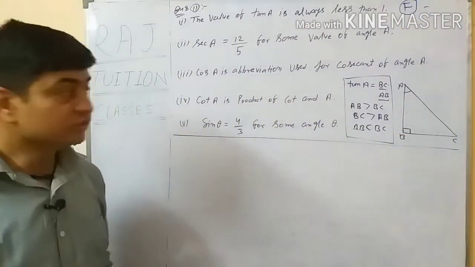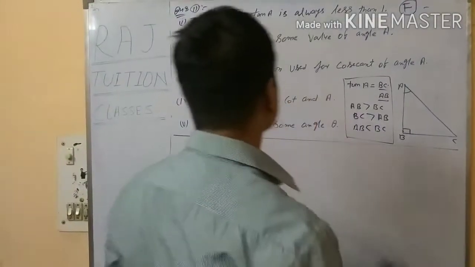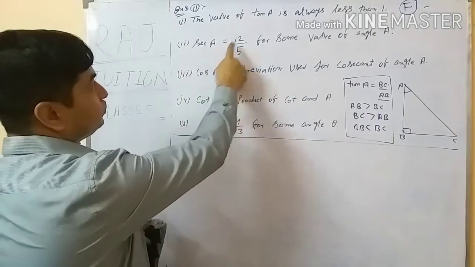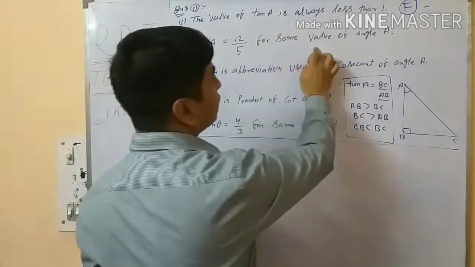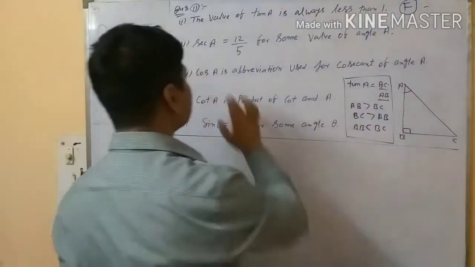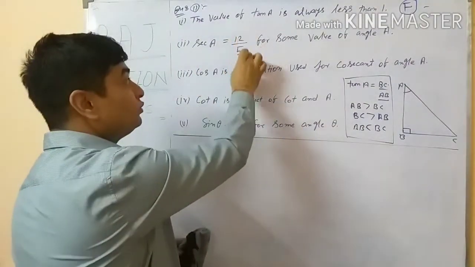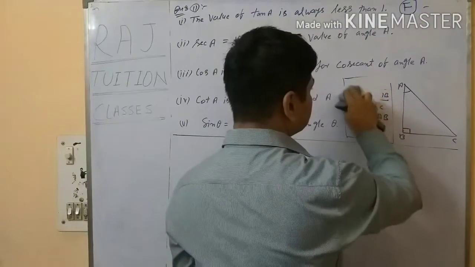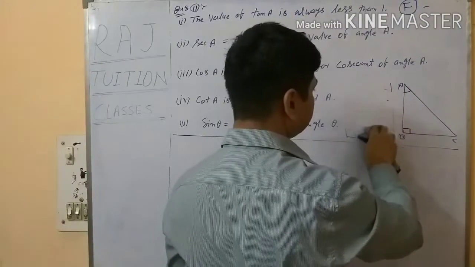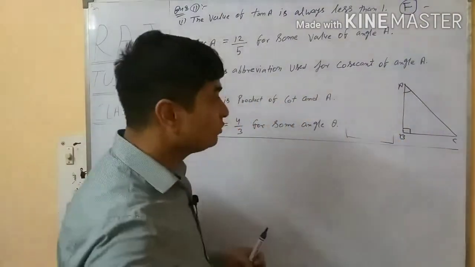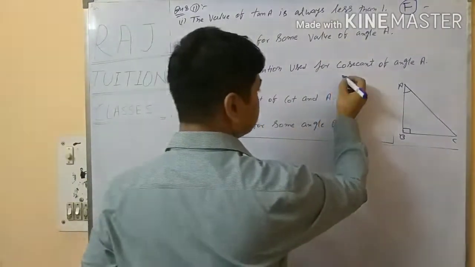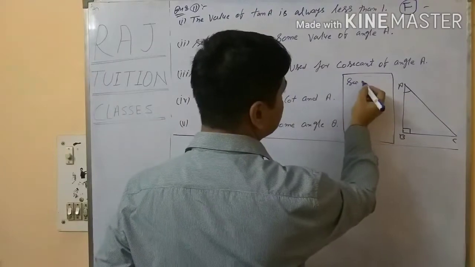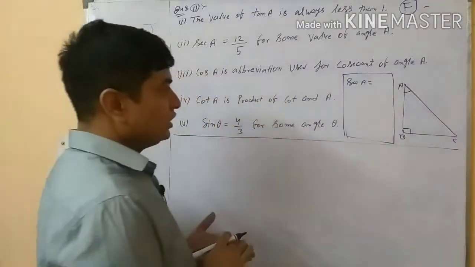ओके, दिस वन इज फॉल्स। चलिए चलते हैं सेकंड ऑप्शन पे। sec A is equals to 12 upon 5 for some value of angle A. तो चलो देख लेते हैं। सेकंड पार्ट में आते हैं। sec A की बात हो रही है, तो चलो sec A पे चलते हैं। व्हाट इज sec A? sec A क्या होता है?